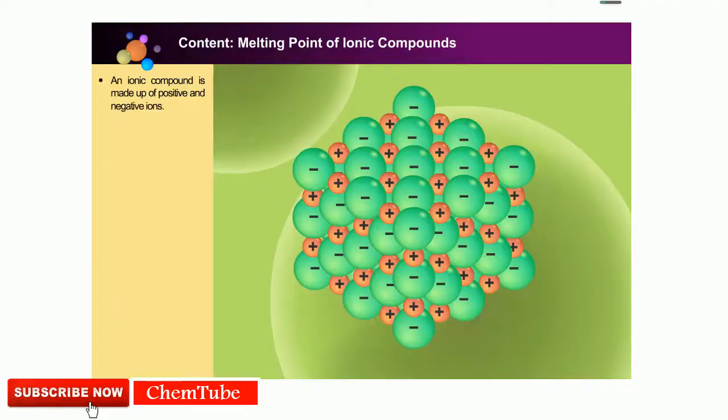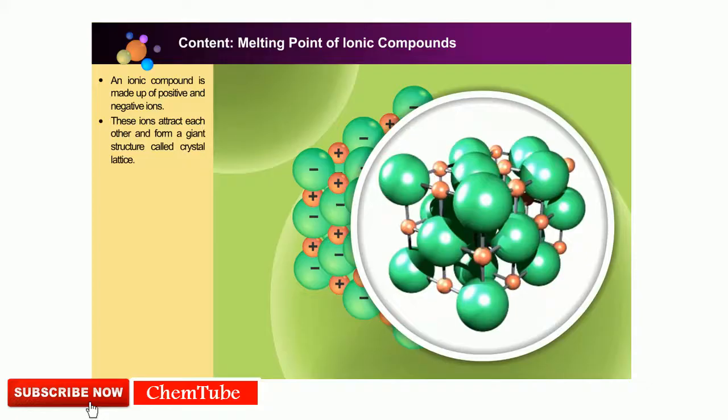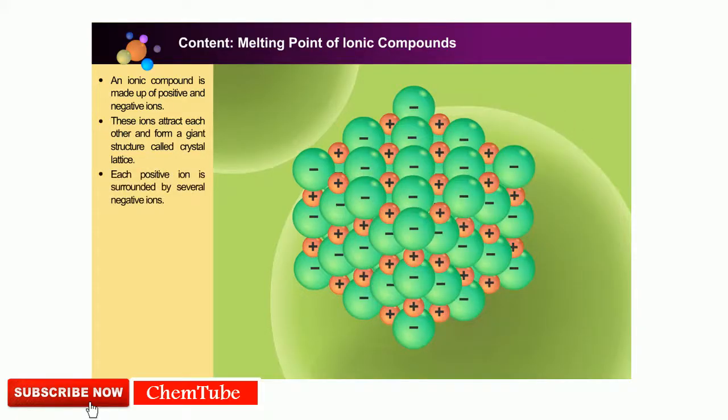An ionic compound is made up of positive and negative ions. These positive and negative ions attract each other and group together in a giant structure called crystal lattice. In the crystal lattice, each positive ion is surrounded by several negative ions. In turn, each negative ion is surrounded by several positive ions.